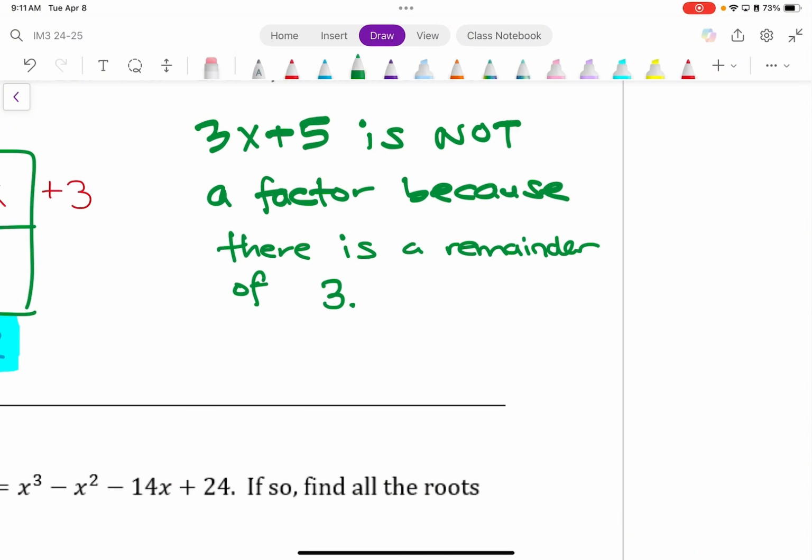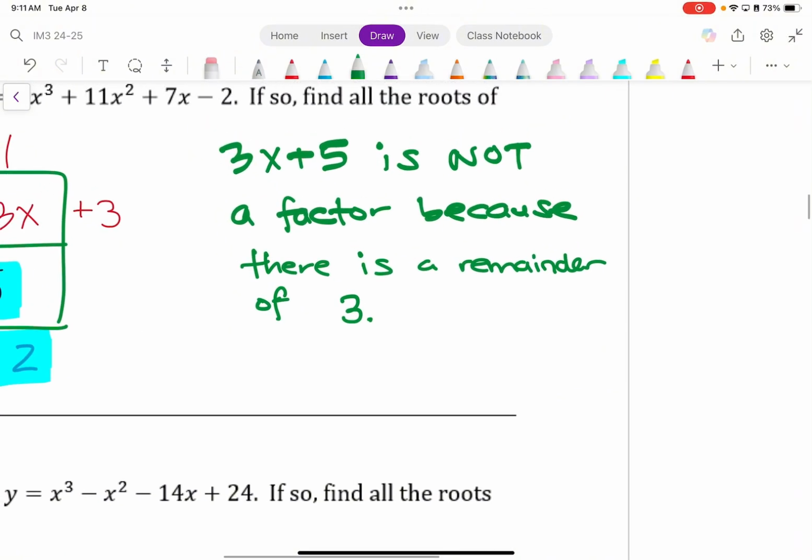Okay. You have to justify your answer. So you can't just say, no, it's not a factor, period. You have to tell me why. It's not a factor because there's a remainder of blank. Make sense? Okay. The cool thing is, if it is not a factor, you just say it's not a factor because so-and-so, and that's it. You don't have to do anything else.